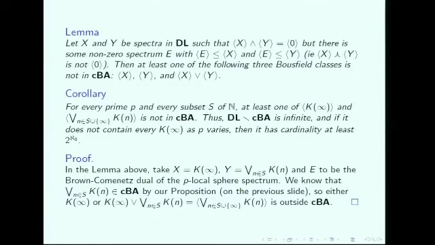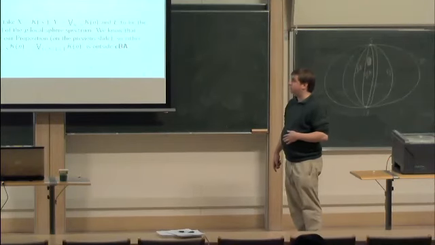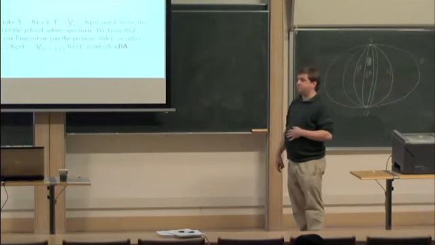And so the proof is just using this lemma. We take x to be K infinity, y to be the join of all the Kn's, and e to be this funny other spectrum I mentioned before, the Brown-Comenetz dual of the p-local sphere spectrum. It turns out that e is less than both x and y, as I've defined it there, but it also turns out that the smash of x and y is 0. So from our lemma, the conclusion of the corollary follows. So I think I'll leave it there.